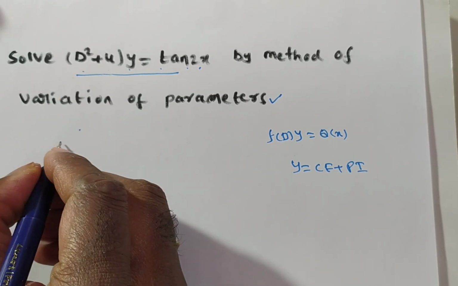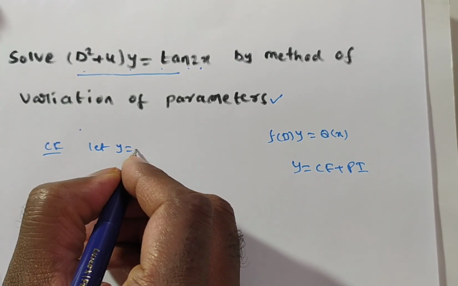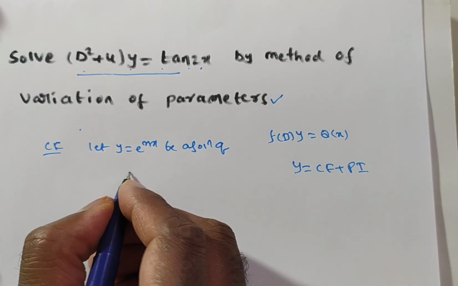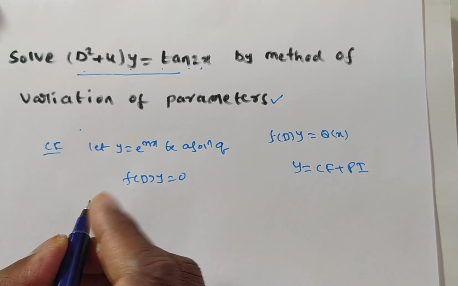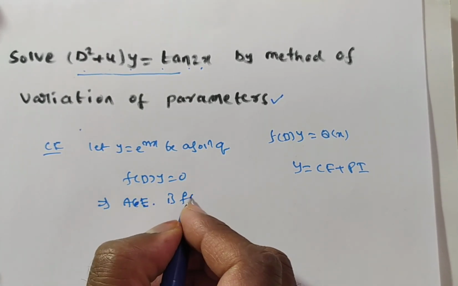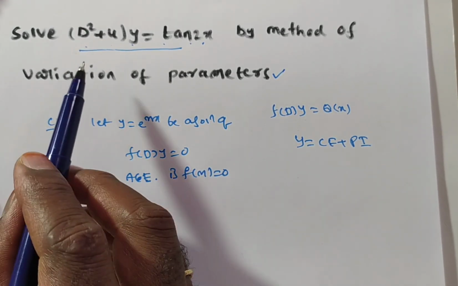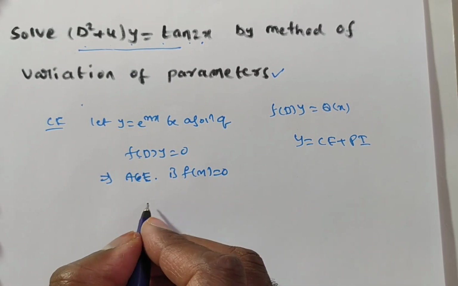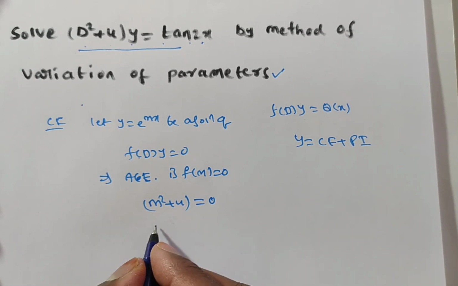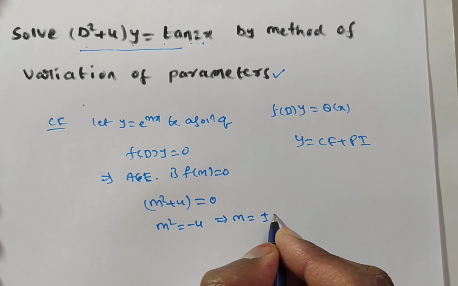Friends, we are finding the complementary function. Let y = e^(mx) be a solution of f(D)y = 0. That implies the auxiliary equation f(m) = 0. With y = e^(mx), (D² + 4) becomes m² + 4 = 0. Now we have to find the roots. Then m² = -4, which implies m = ±2i.